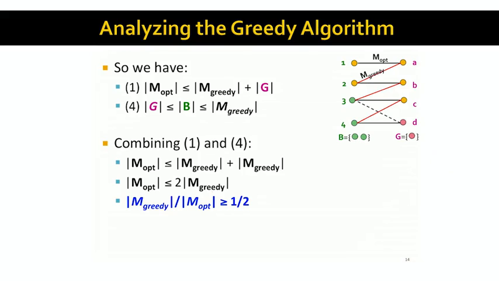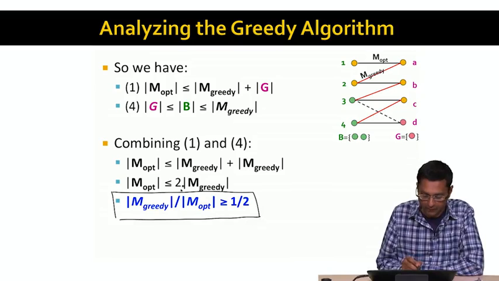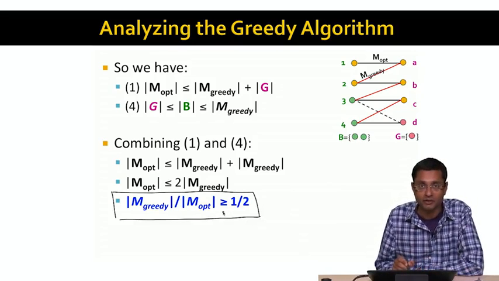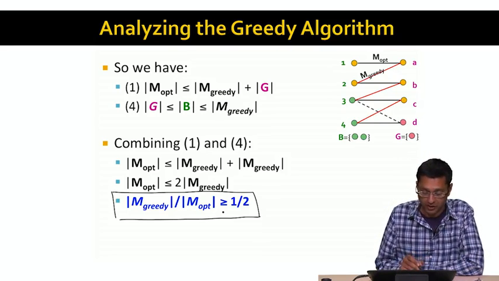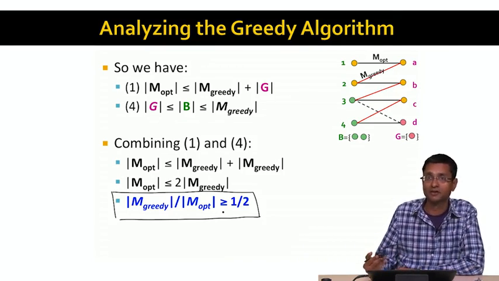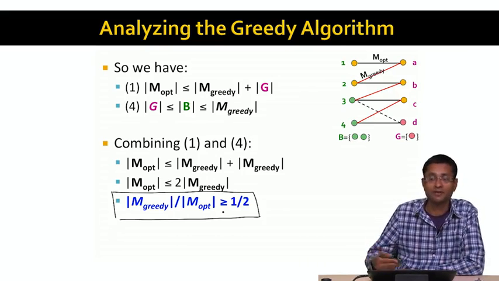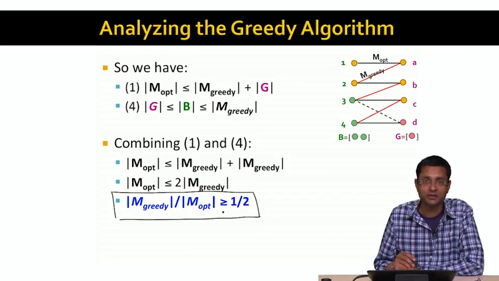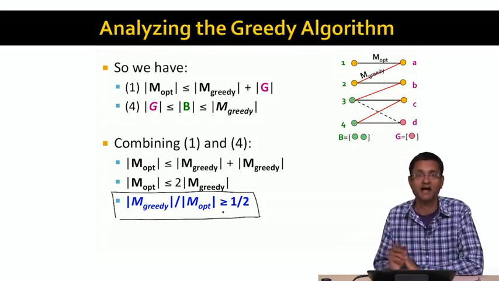So if you just take the ratio, we end up with this final equation here, which says that M greedy divided by M optimal is greater than or equal to a half. And remember, the competitive ratio is just the ratio of M greedy to M optimal in the worst case scenario. Now, we've made no assumptions at all about this scenario. So this is any scenario, and in particular, it could be the worst case scenario as well. So in the worst case scenario, the cardinality of the greedy algorithm divided by the cardinality of the optimal algorithm cannot be worse than a half. So we proved that the competitive ratio of the greedy algorithm is at least a half.